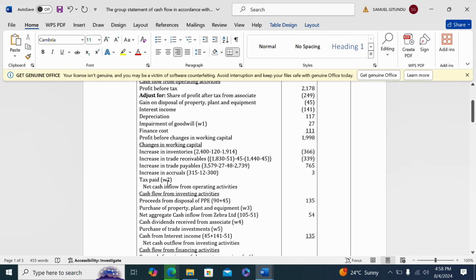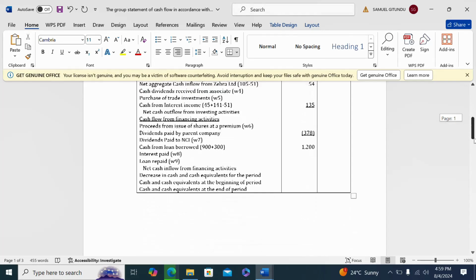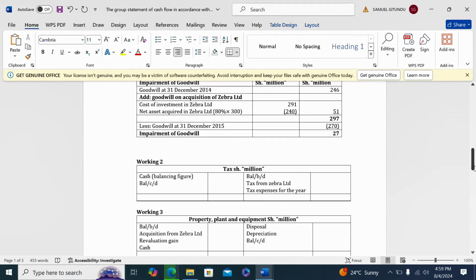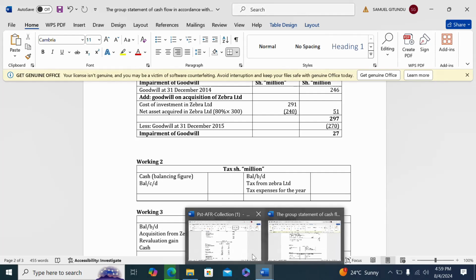We need working 2 for the tax paid. So we check the balance of the tax that was brought down. Then we add the tax from Zebra Limited. Then we add the tax expense for the year. And then on this side, we put the balance carried down. The balancing figure is the cash or the tax that was paid during the year.